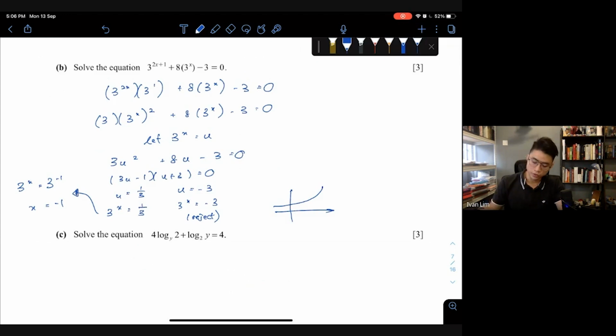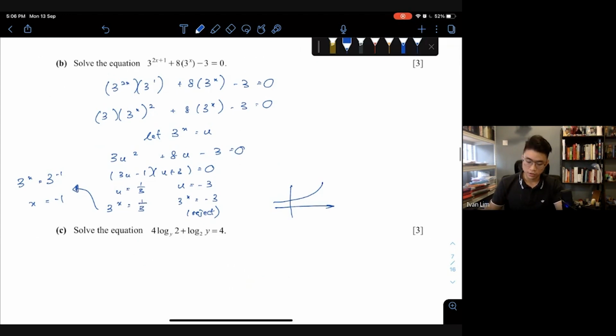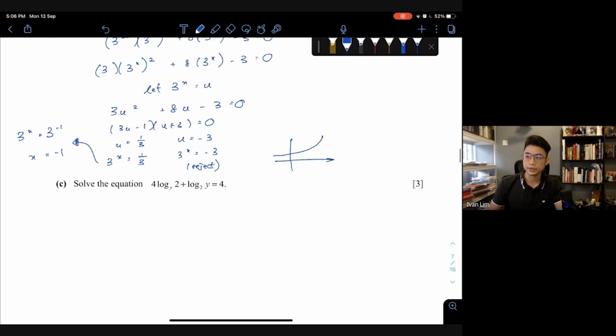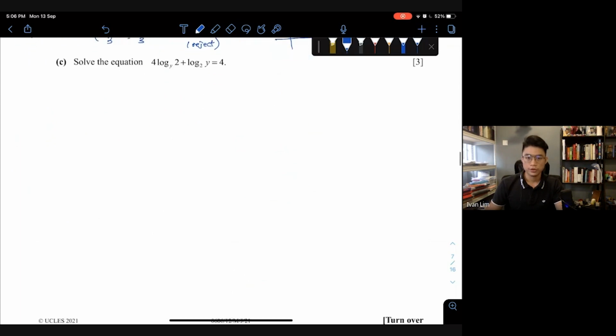Okay, cool. Let's go to question C. Solve the equation 4 log base y of 2 plus log base 2 of y equals to 4. Okay, 3-mark question. For this question, you can either change all your terms to log base 2, or log base y. Up to you. Both also, you should get the same answer. I think both will be the same steps. So I'll show you all for changing it all to log base 2.